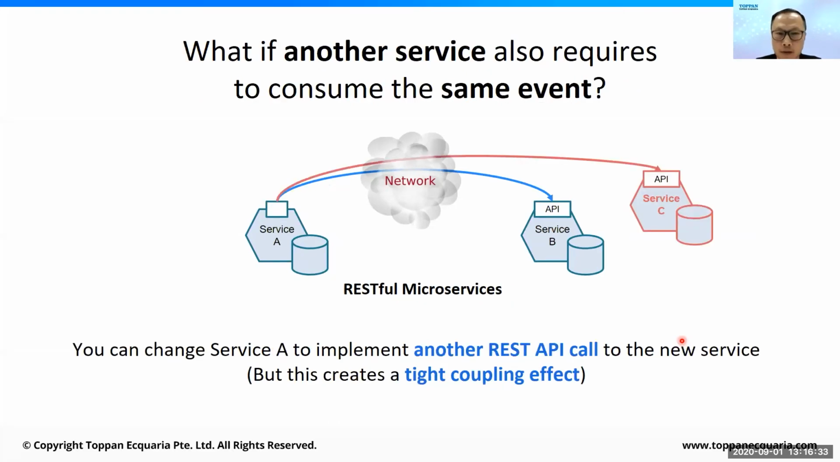So one thing you can do is that you change your service A, which is calling service B, you change it to implement another REST API call to the new service. But as you can see, this quickly gets into a messy situation when you have more and more microservices, and they all need to know about each other's event, and you have a lot of this point-to-point integration across the microservices. So it kind of creates a very tight coupling effect.